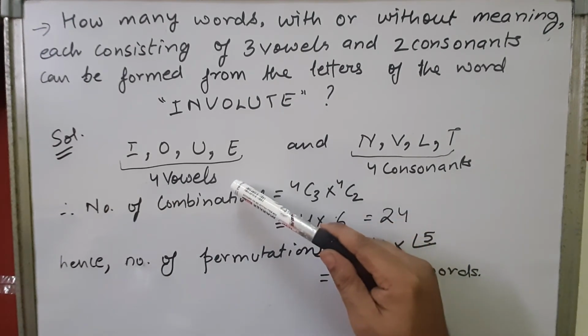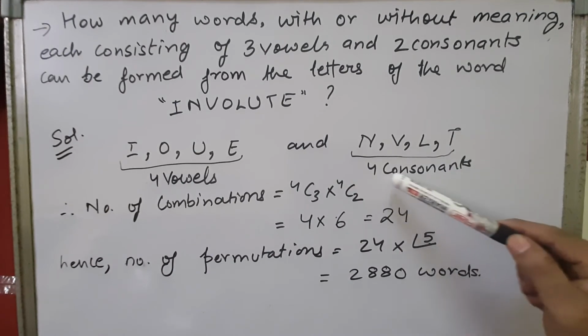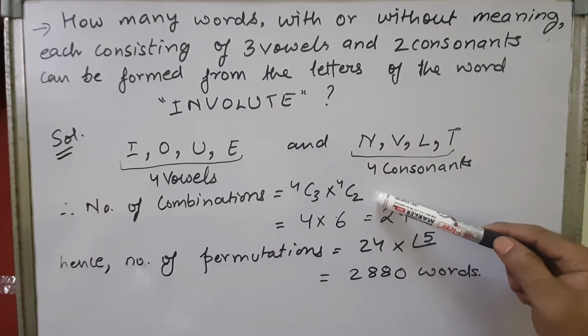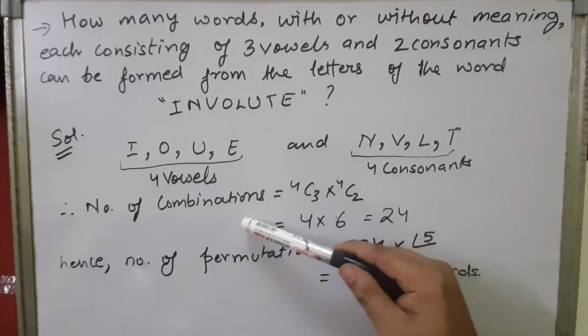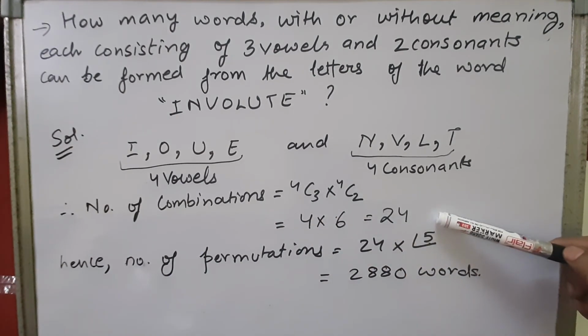So when we select 3 from 4 vowels, it will be 4C3, and 2 consonants from the 4 given consonants, it will be 4C2. So the total number of combinations will be 4C3 into 4C2. When we solve, we'll get the value 24. So now we know how many ways we can select 5 alphabets in which 3 are vowels and 2 are consonants. There are 24 ways.